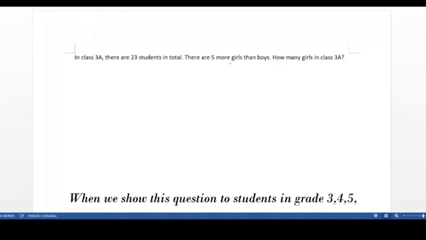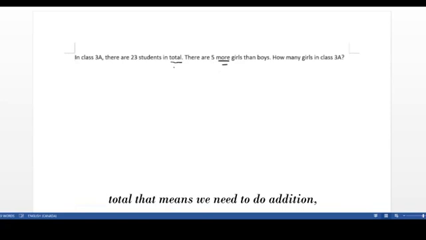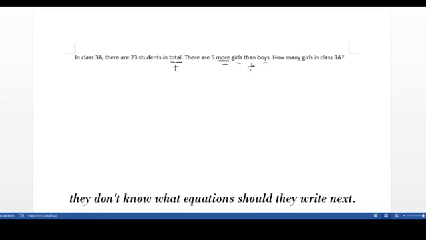When we show this question to students in grade 3, 4, 5, they can quickly identify the keyword "more", that means we need to use subtraction. "Total" means we need to do addition. And there are 2 types of subjects here, the boy and girl, so likely we're going to do division. And then they got stuck. They don't know what equation they should write next.